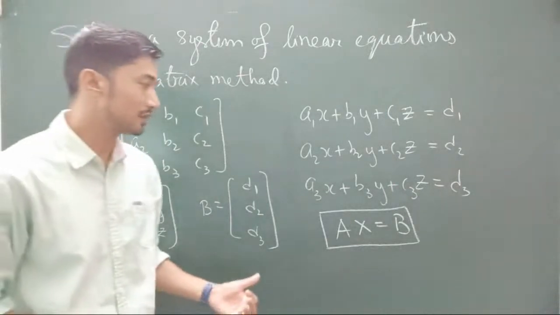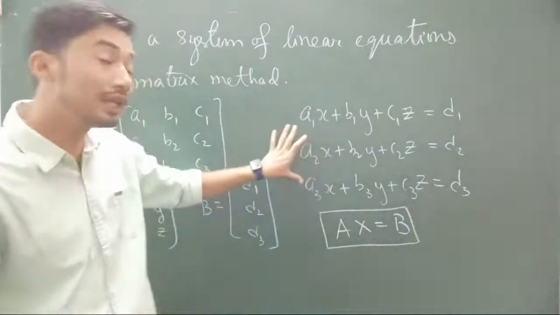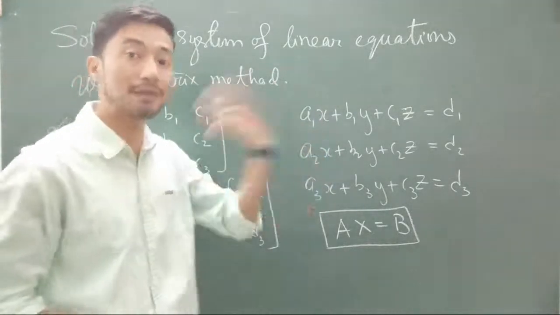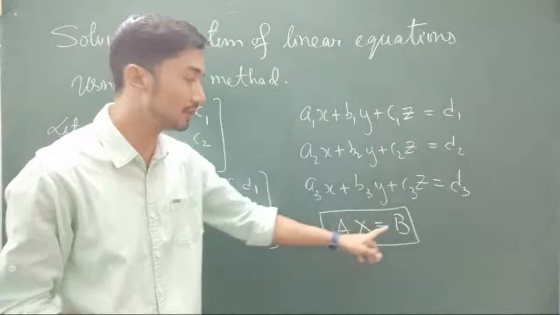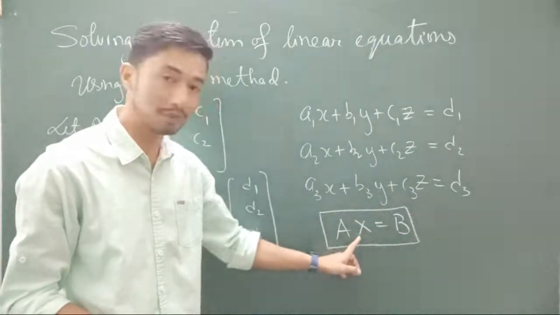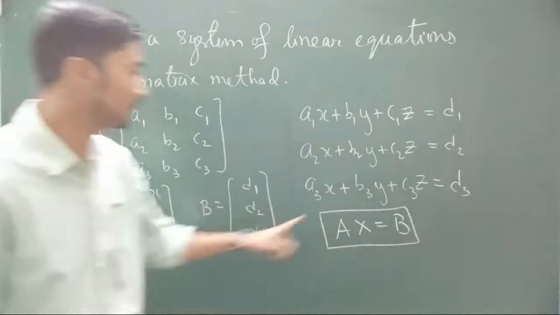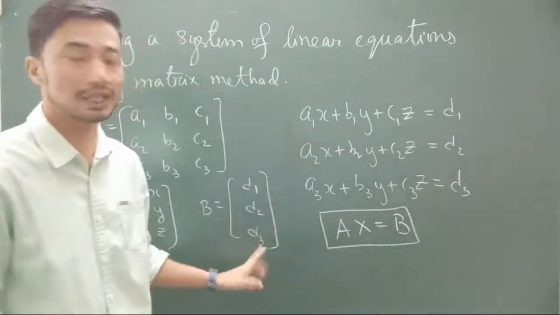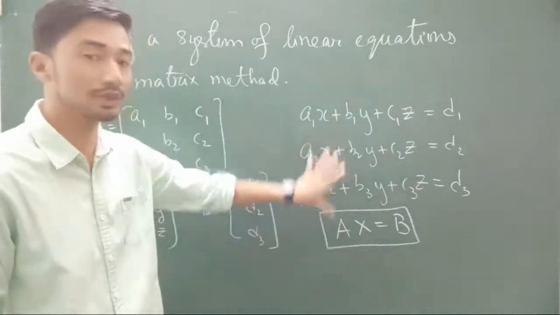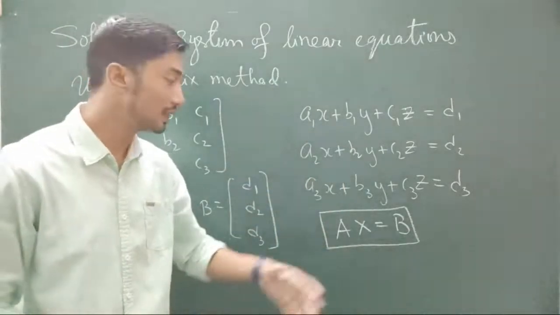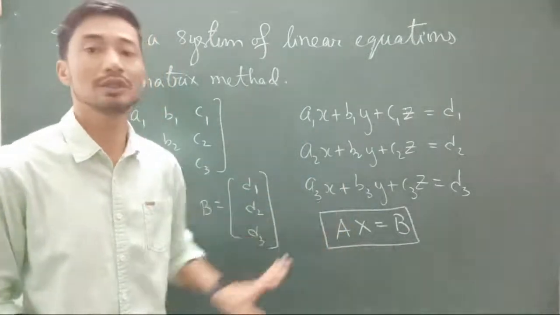B as the constant terms. Then this set of equations can be written in the matrix form as Ax equal to B. A represents a matrix of 3 by 3, X represents a matrix of 3 by 1, B represents a matrix of again 3 by 1. Then we can represent this equation. We have to do it in matrix method, remember. So in that case, Ax equal to B.